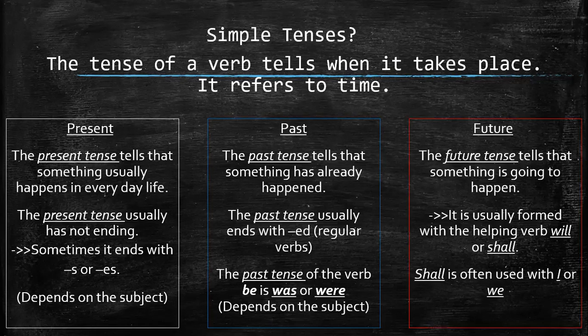Then the third simple tense is the future. And when we talk about the future tense, it tells that something is going to happen, okay? And it's usually formed with the helping verb will or shall, and most likely will, because shall is often used with I or we, but it's rarely used, okay? I just needed you to know that you can also form the future tense using shall.